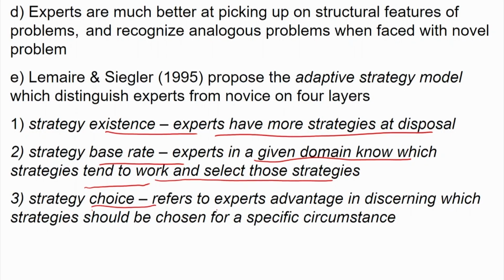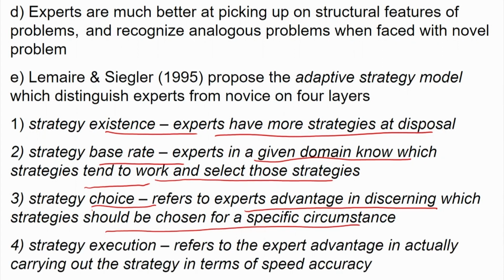And the third thing is strategy choice, which refers to experts' advantage in discerning which strategy should be chosen for specific circumstances. So, they are very quick in identifying which strategy should be chosen over other strategies, and how these strategy choices work with the environment. So, what is the relation between environment and strategy? They are very quick in identifying which strategy is going to work and which is not, or which strategy to choose and which not to choose.